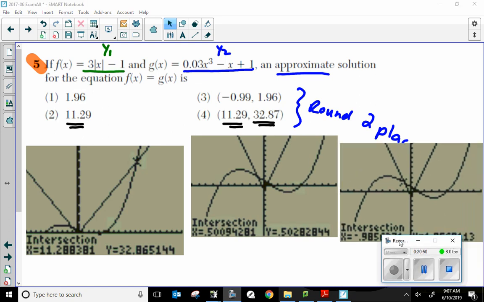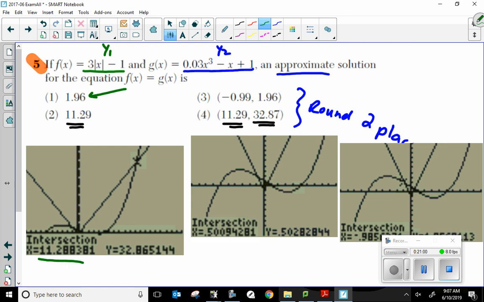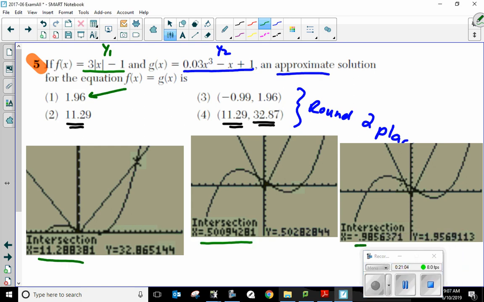All right. Boom. So 1.96. That is not here. That is not here. And that is not here. 11.29. Ding, ding, ding. If I round that, I get 11.29. But like, let's look at this one here. All right. Here's what I don't like about this problem.